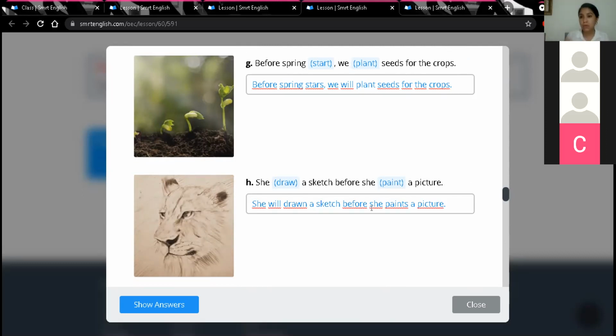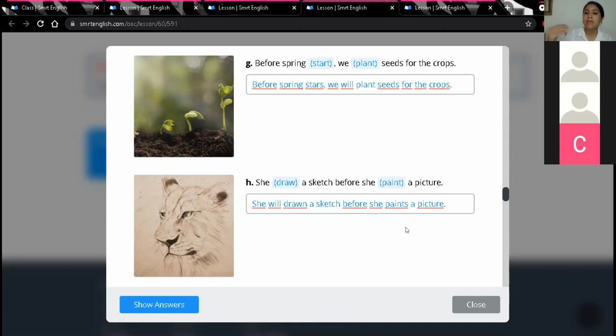So if I'm talking about the weather, yes, I'm gonna change it. If I'm talking about a woman, I'm going to change it. If I'm talking about a man, I'm going to change it. But if I'm talking in plural, or if I'm talking about me, I'm not gonna add the S, okay? So if we say they are going to draw a sketch before they paint a picture, they paint, no S.